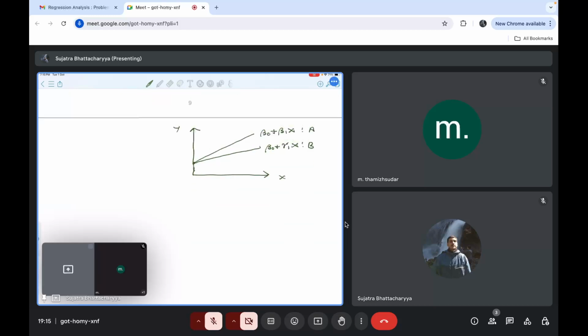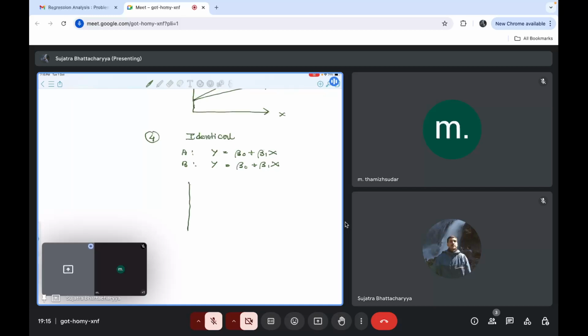And the last one is that there is nothing different. All are identical, single fit, identical. So for identical, you have A same as B. Beta naught plus beta 1x means your slope and intercept both are same. Y is equal to beta naught plus beta 1x. In this case, actually you don't need any dummy variables, right? So same slope, both for A and B, right? So these are the four possibilities which you can have.